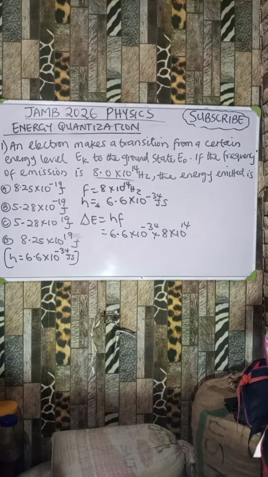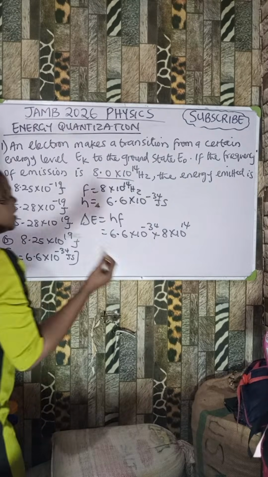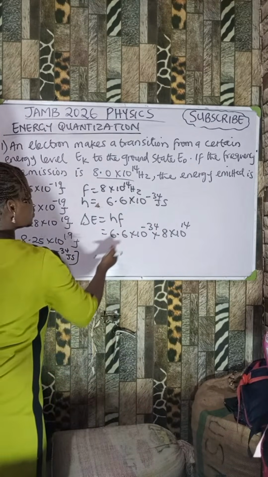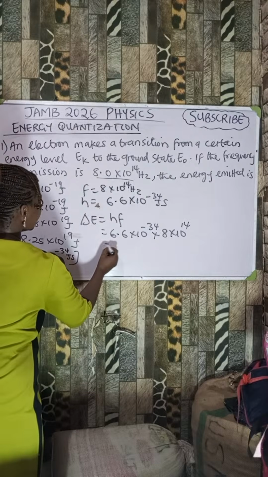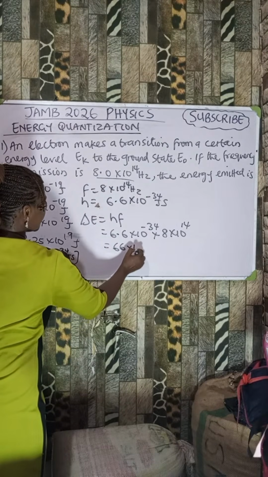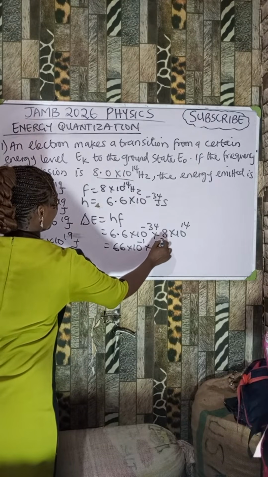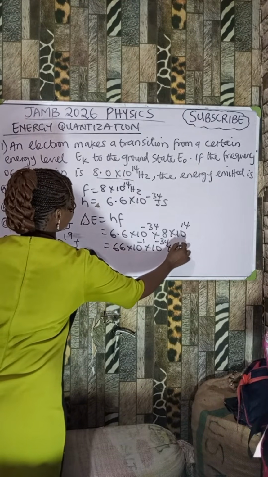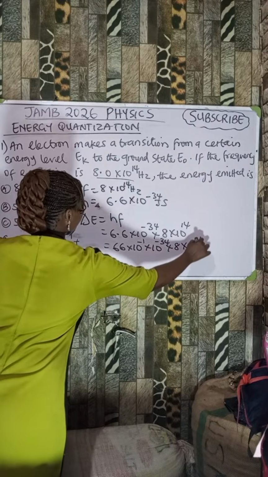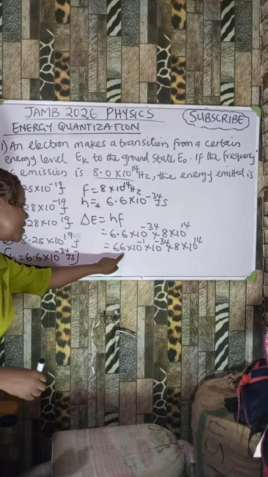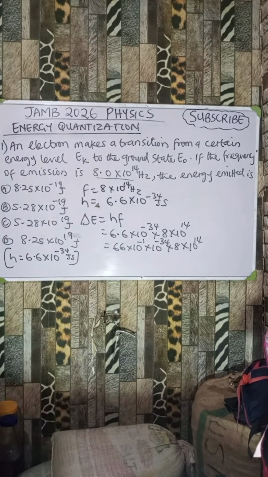Who will solve it for us? Or someone will ask, how can we solve this without a calculator? We can actually do that. You can make this a whole number by saying this is 66 times 10 to the power minus 1, times 10 power minus 34, times 8 times 10 power 14. Do you understand now? We can now multiply 66 by 8 and then work on the powers.